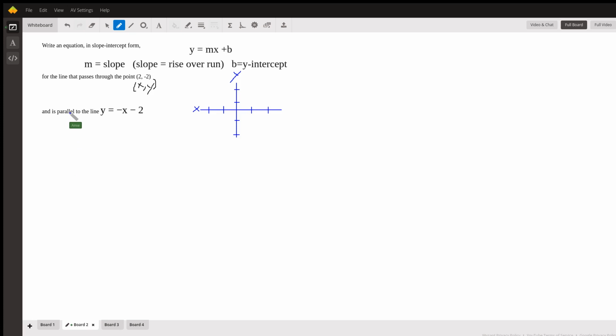So let's break down that sentence. We'll take the first part: write an equation in slope-intercept form. Well, what does slope-intercept form mean? It is right here. This is going to be the exact same every single time you see this form. You're going to use this equation.